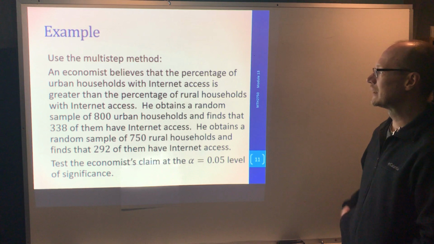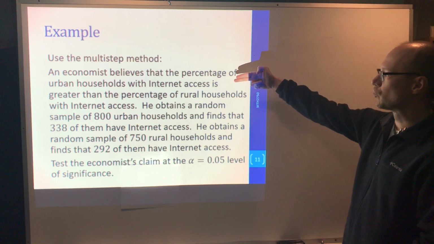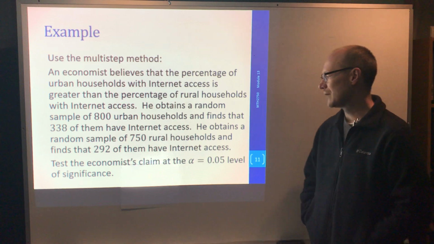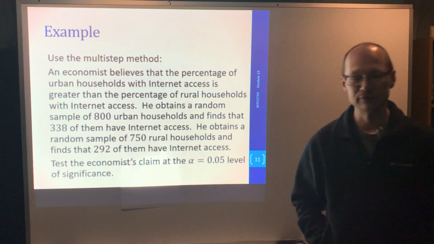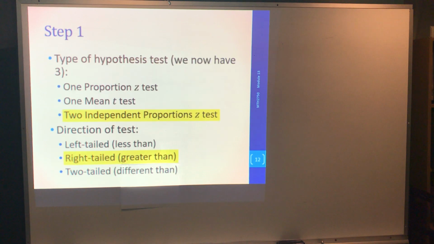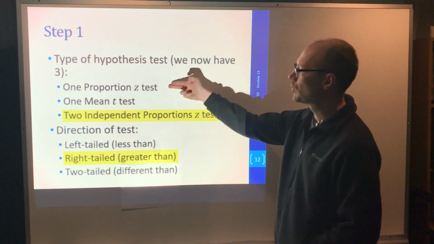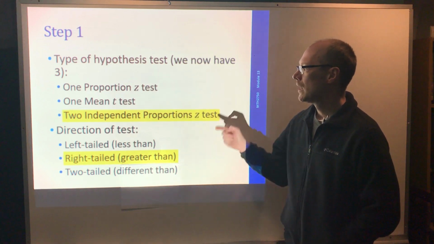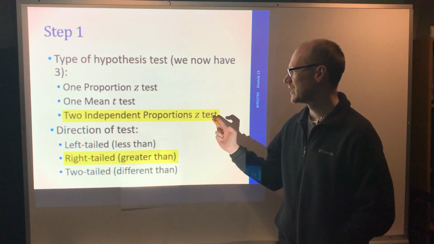Test the economist's claim that urban is greater than rural at the 0.05 level of significance. So we're going to have several steps. I do have the PowerPoint loaded up for you to see. And what's interesting is when we go through this test, of which we now have three, one proportion, one mean, here's two independent proportions. It's a z-test.